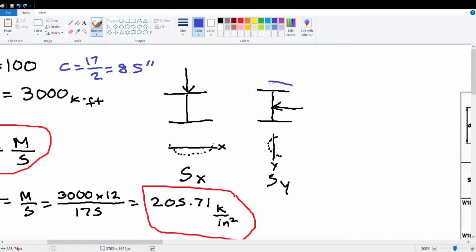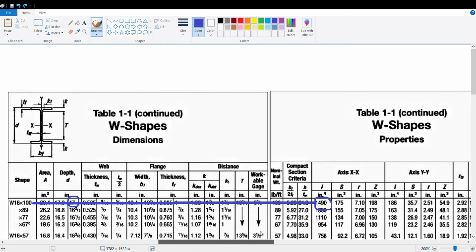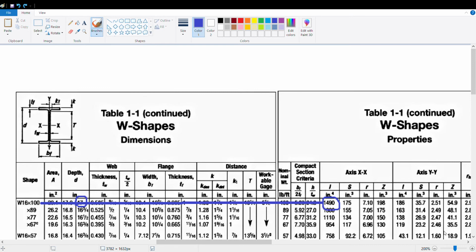Whereas in this case, this is the weak axis, because when the load is coming perpendicular to the web, it's going to bend about the y-axis. So this is I_y. This is the weak axis, because this load going like this doesn't have to do much work. It just has to basically wreck this thin little piece of web, and this beam is done. This beam is a weak beam right now. So we're going to use I_x, and as a rule of thumb, you're probably always going to use I_x. So 1490 is your moment of inertia.